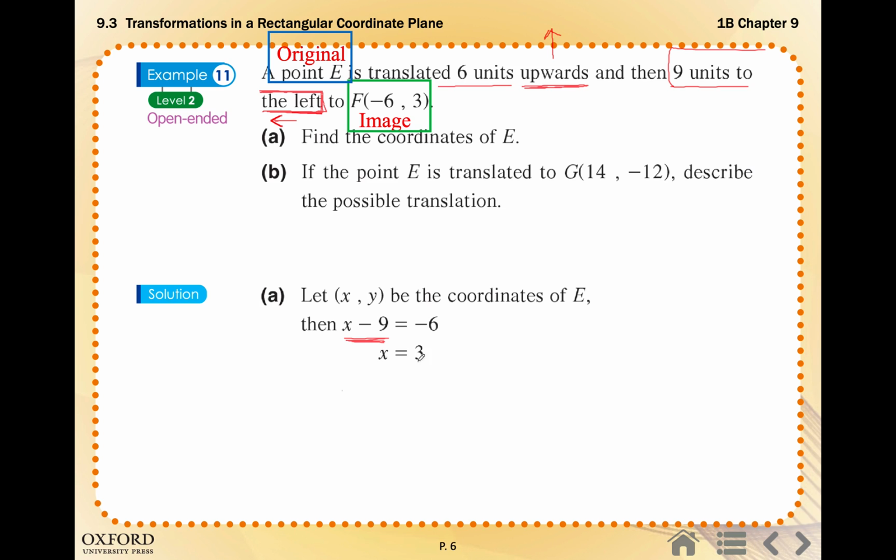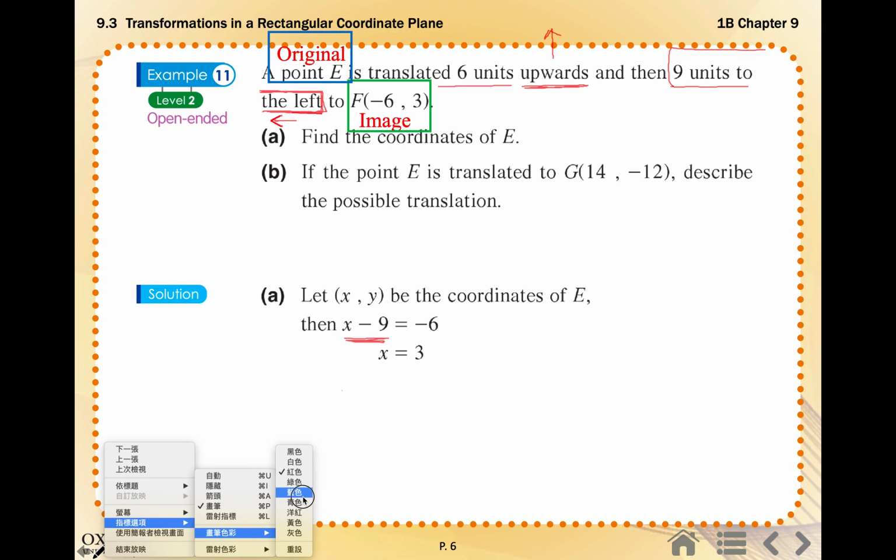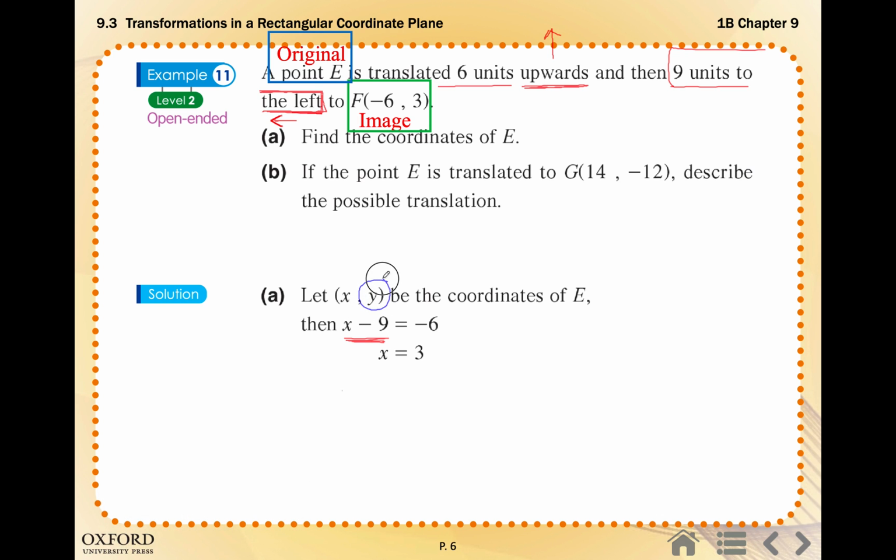And then you will get the result of x, that is 3. And then you also need to find the value of y as well. Then if you look at the y coordinate of E, you have to consider the translation in this direction, 6 units upward, because when the point is moving up, the y coordinate will change.